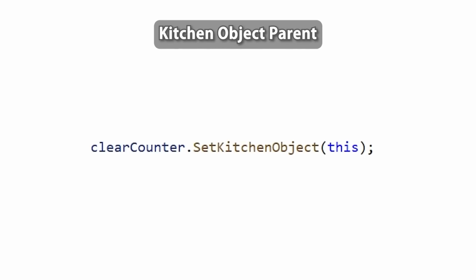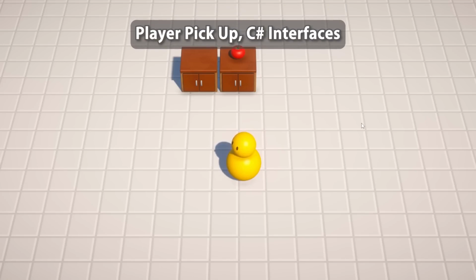Then a very important part of our design is each kitchen object will have to be placed somewhere, so we're going to take some time to really think about the best way to achieve that, all while writing some good clean code. Next, we're going to enable the player to pick up an object. In doing so, we're going to learn about C# interfaces.